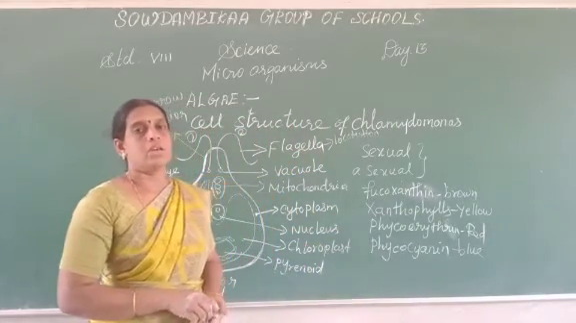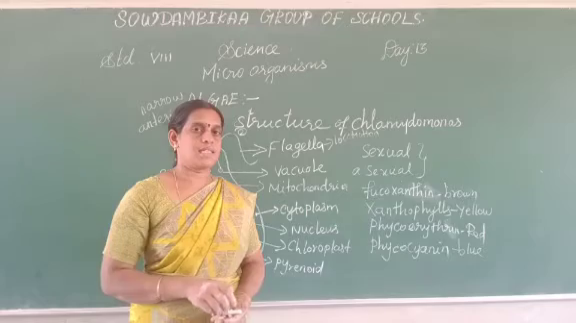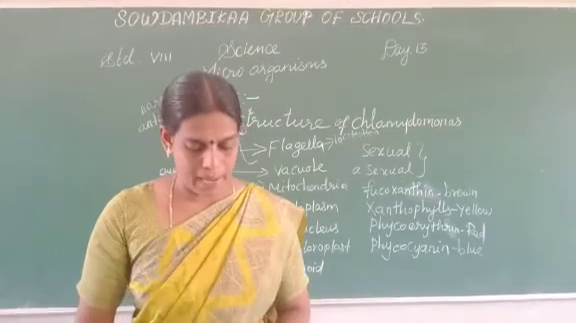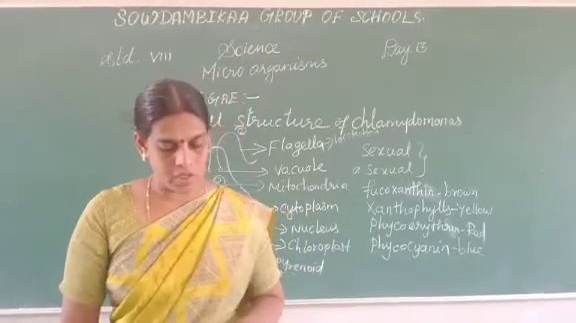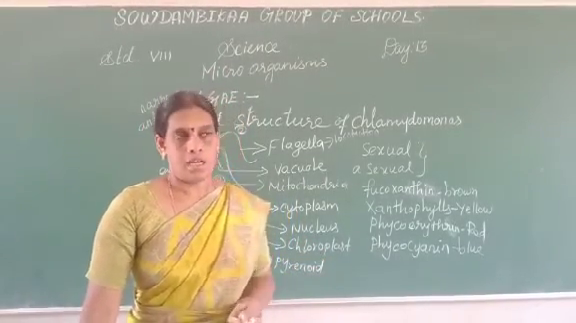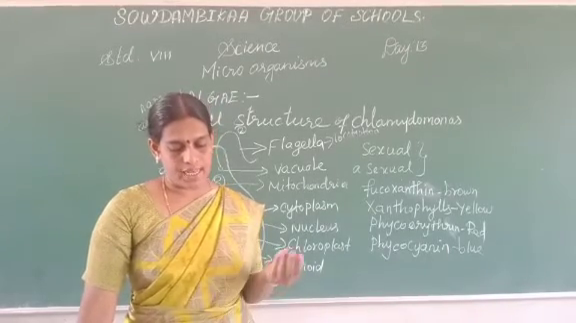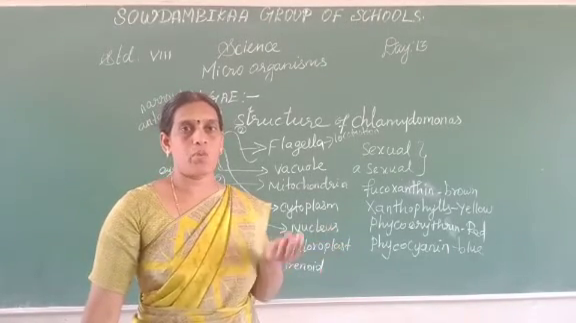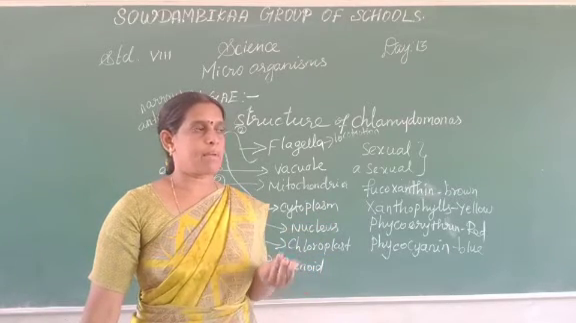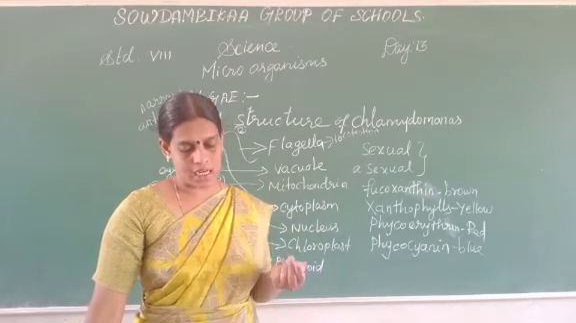So all are clear about algae, isn't it? What does algae mean? These are eukaryotic plants found in moist habitats. They have chlorophyll, so they prepare food. So it is autotrophic. The size varies from 1 micron to 15 meters. Unicellular alga is Chlamydomonas. Multicellular is Sargassum.